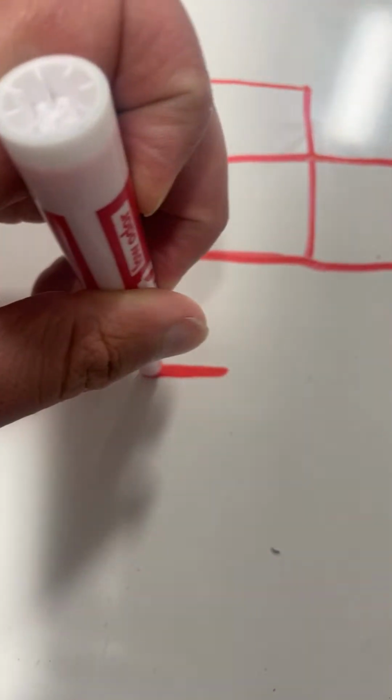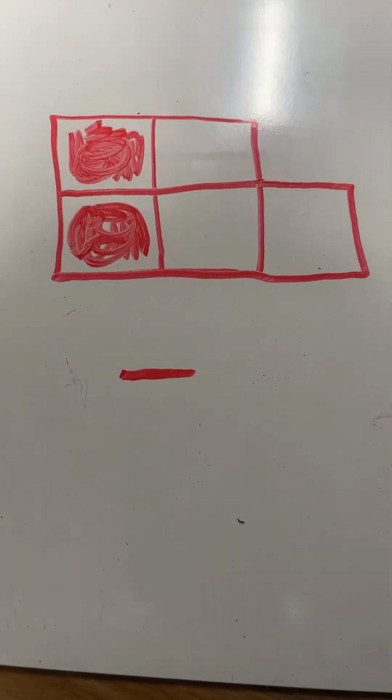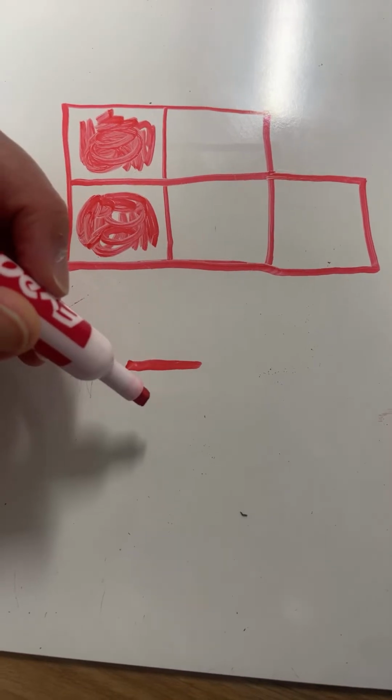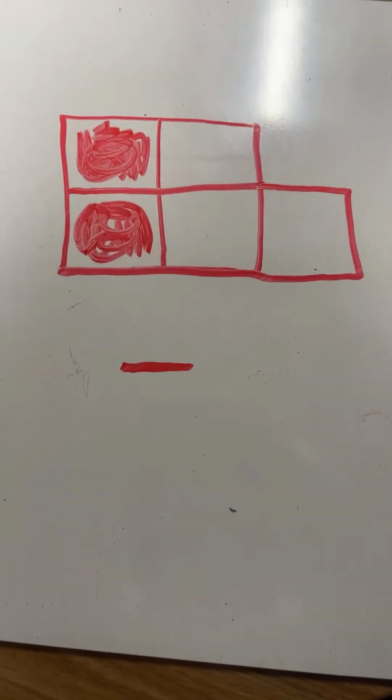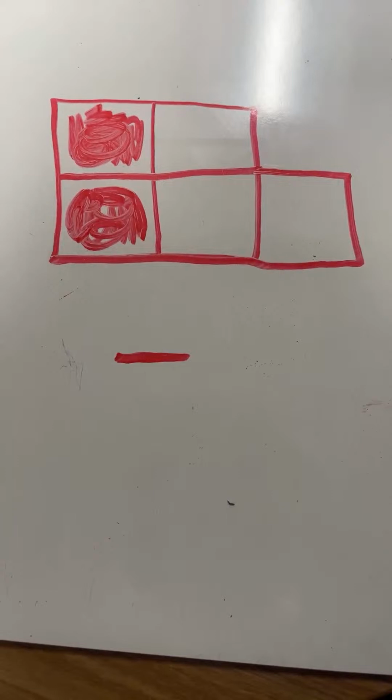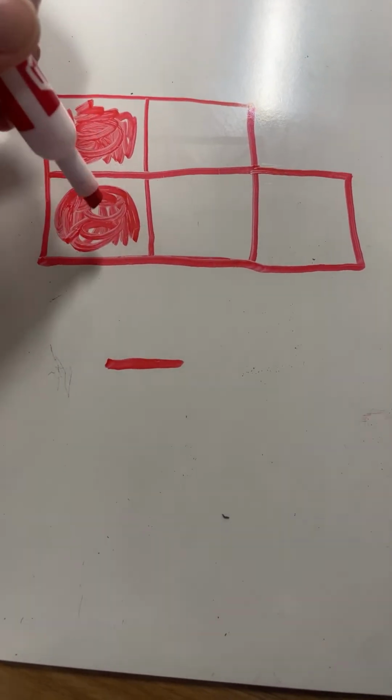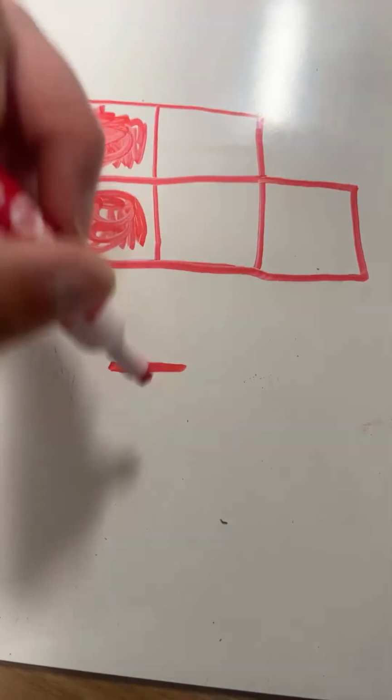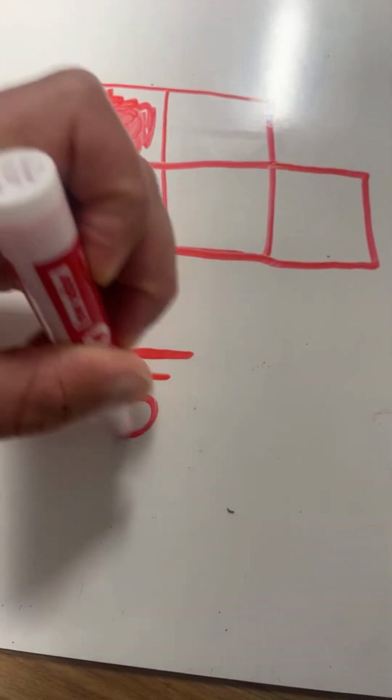Fractions represent a parts to whole relationship. The bottom number in the fraction, aka the denominator, represents the total amount of equal parts. The bottom number represents the total. So in this fraction model here, we have a total of 1, 2, 3, 4, 5 parts. So 5 would be the denominator in this fraction.